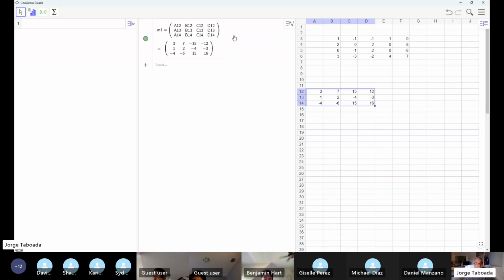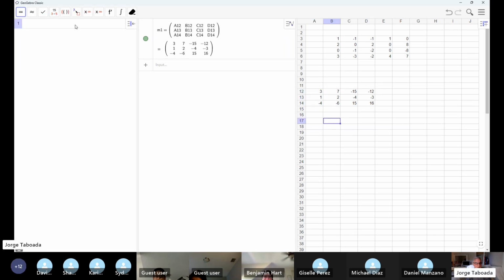And one more time, I check the numbers here to see whether I made a mistake. 3, 7, minus 15, minus 12. 1, 2, negative 4, negative 3. Negative 4, negative 6, 15, and 16. Cool. Now I almost finish.